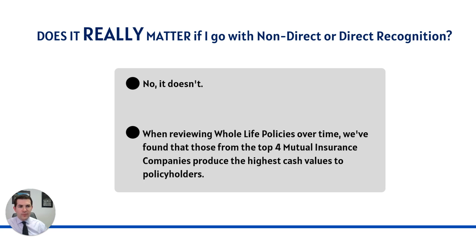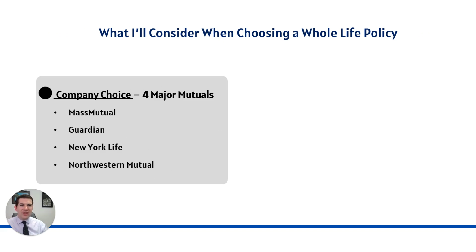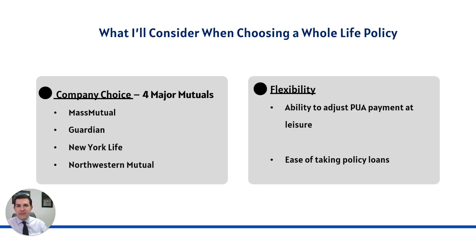When we look at whole life insurance policies over time, not just illustrations, which is what we just looked at, but over time, what we've always found is that policies from the top 4 mutual companies, Mass Mutual, Guardian, New York Life, and Northwestern Mutual, have consistently produced the highest actual cash values to their policyholders regardless of their stance, if they're non-direct or direct recognition. We've never seen that be a deciding factor in someone having a boatload more money in cash value or anything like that. Really, what I always like to talk through first and what helps people refine their decision-making process is flexibility. Really the ability to adjust PUA payments at leisure. That's the big thing, and not have to go through underwriting. And then also, the ease of taking policy loans is typically more valuable to most than the topic of non-direct and direct recognition, after they understand how it actually works.